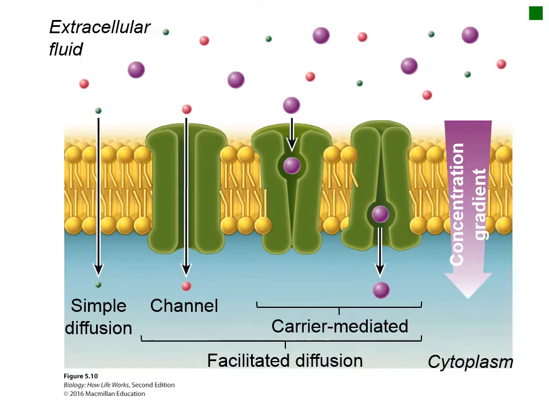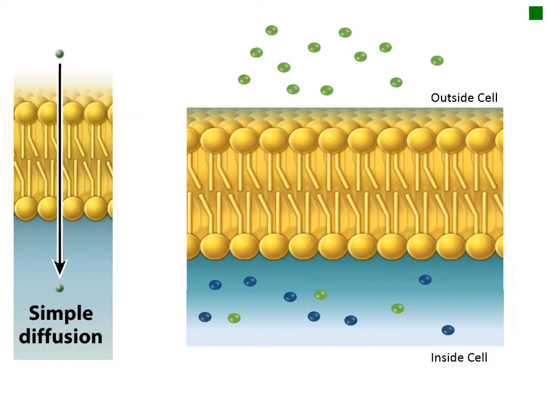In this figure, all the molecules have a higher concentration outside the cell and a lower concentration inside the cell. They can diffuse across the membrane into the cytoplasm through either simple diffusion or facilitated diffusion. Simple diffusion occurs when molecules travel directly through the cell membrane. There are very few molecules that can do this because of the hydrophobic interior of the lipid bilayer. So the only molecules that can cross the membrane through simple diffusion are small, nonpolar molecules such as oxygen or carbon dioxide.